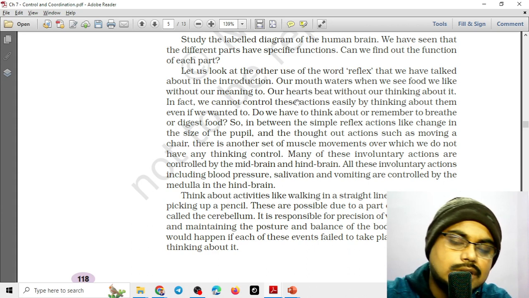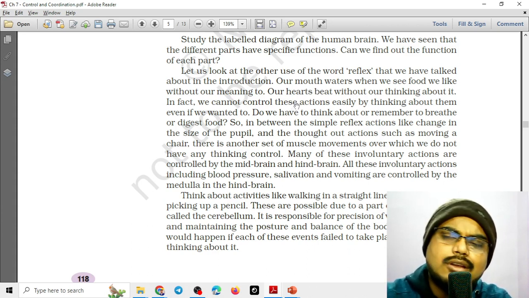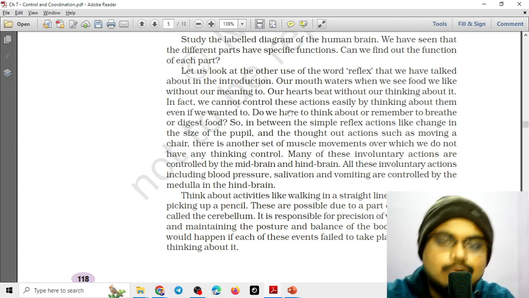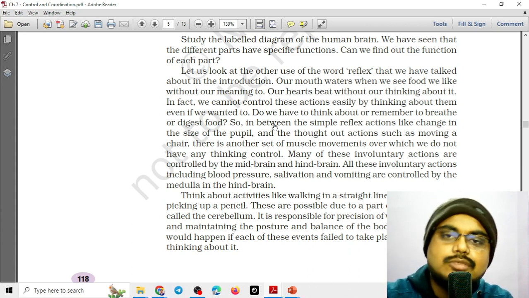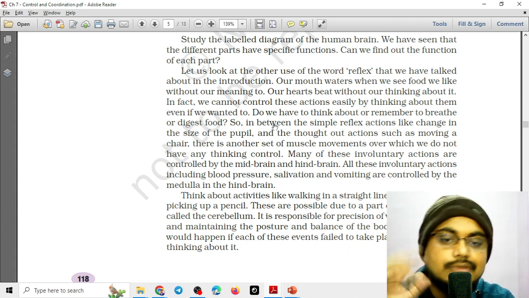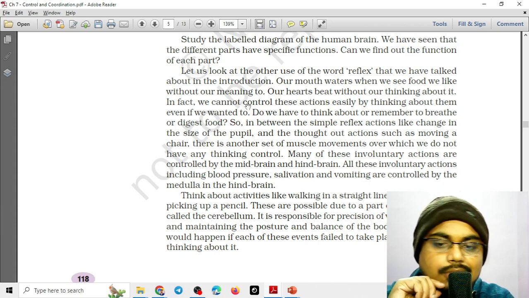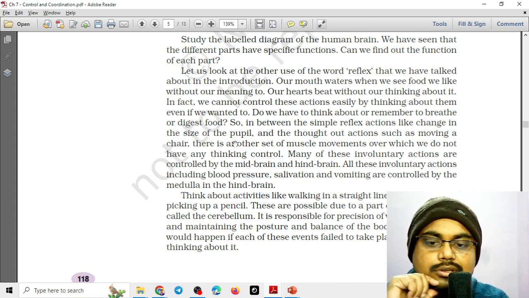So that means the heart beating is also connected with the brain. In fact, for heart beating, there is the sinoatrial node, which itself generates action potential for the beating of heart. However, there is a connection with the brain also. We cannot control these actions easily by thinking about them, even if we want to. So, in between the simple reflex action.